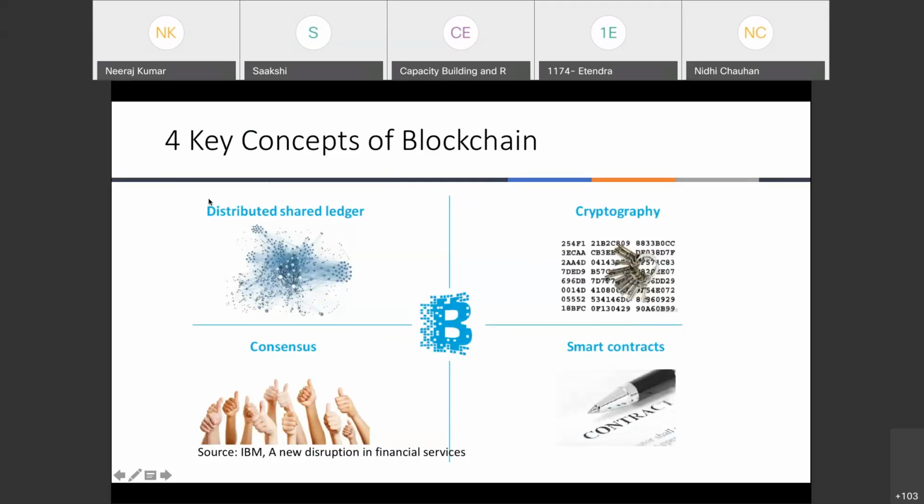So first is the distributed shared ledger. I have already explained what it means by the ledger. A ledger is just like a record keeping register, which is used to keep track of all the transaction records on a particular node itself.